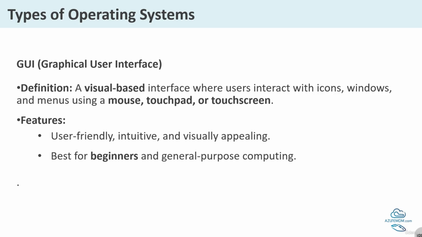You tap or click what you see on the screen. This makes computers much easier for most people to use. Examples include Windows, Mac OS, and Android devices. GUIs are great for everyday tasks like browsing, editing photos, watching videos, etc.